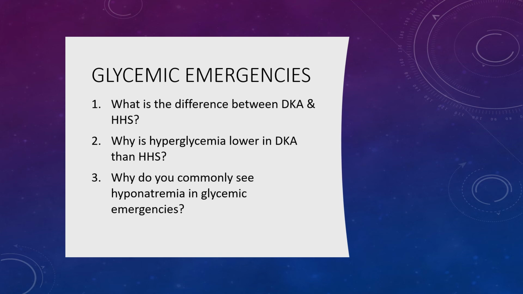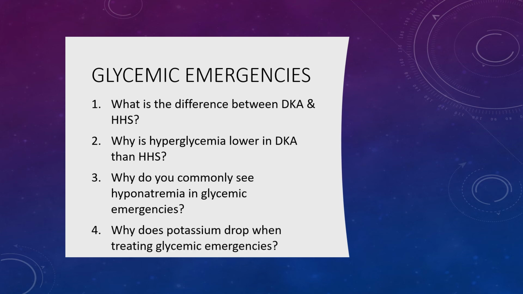Remember that you can cause central pontine myelinolysis if the sodium is corrected greater than 0.5 per hour or greater than 12 in a 24-hour period. You typically don't worry, though, about CPM initially when you're bolusing, or if there are any signs or symptoms of shock or severe dehydration in the patient. And finally, why does potassium drop when treating glycemic emergencies?